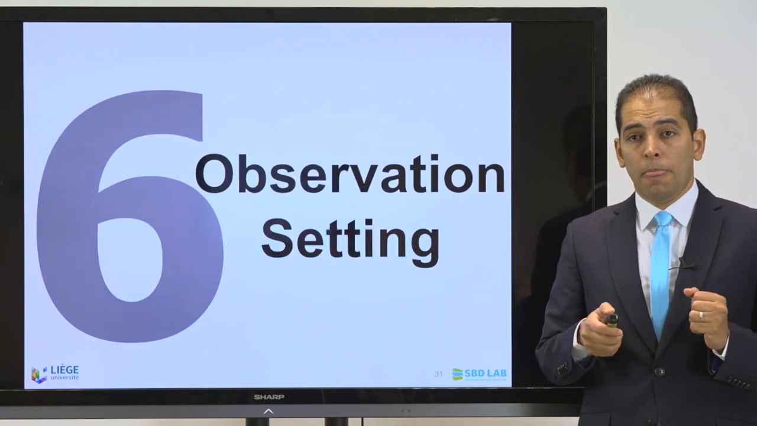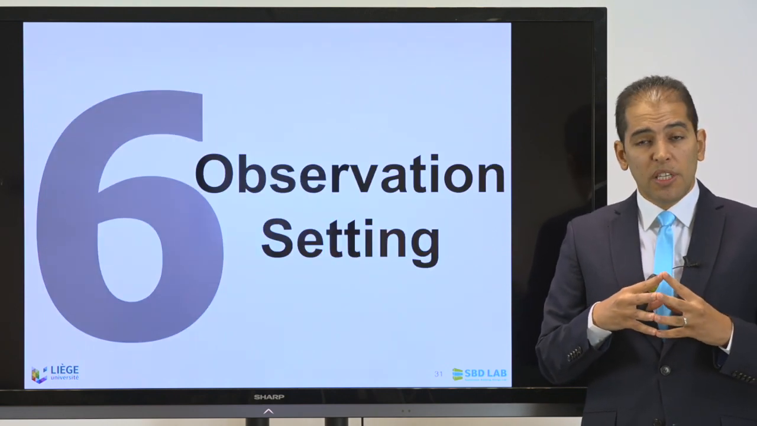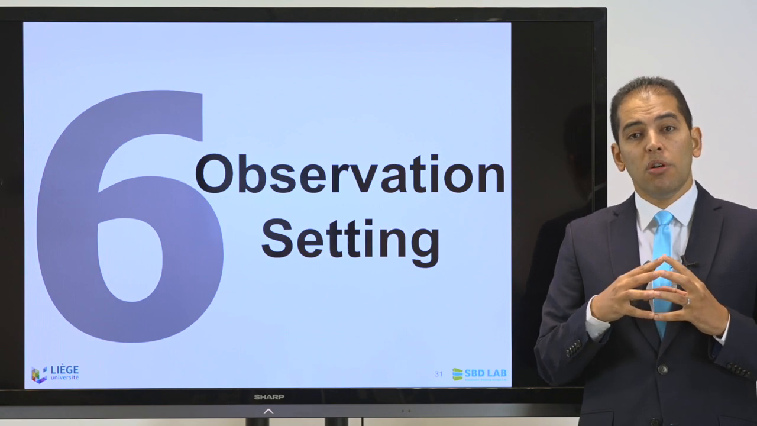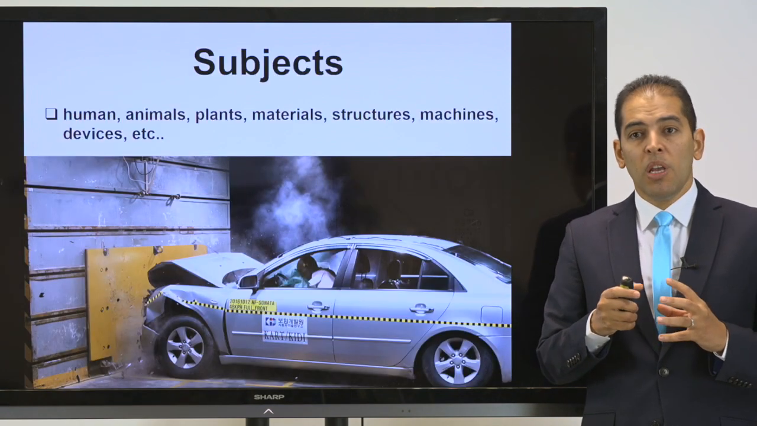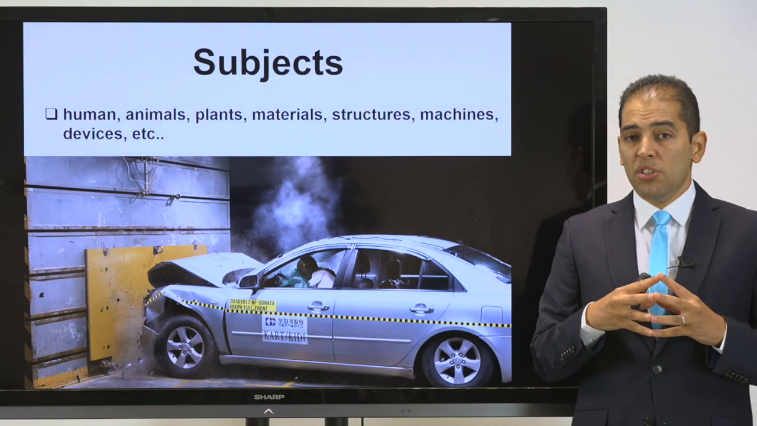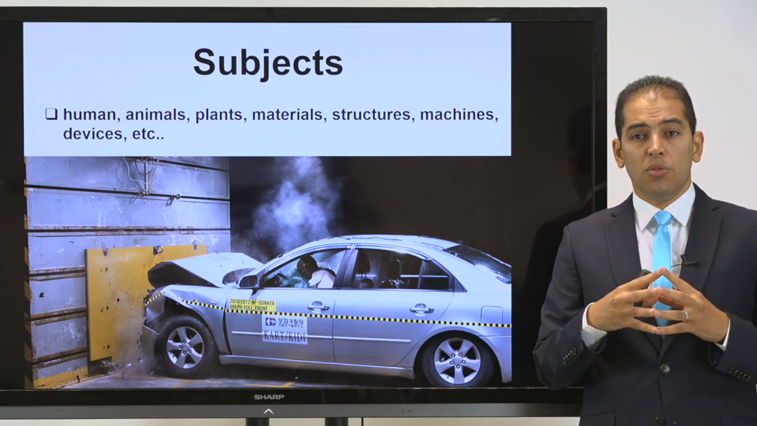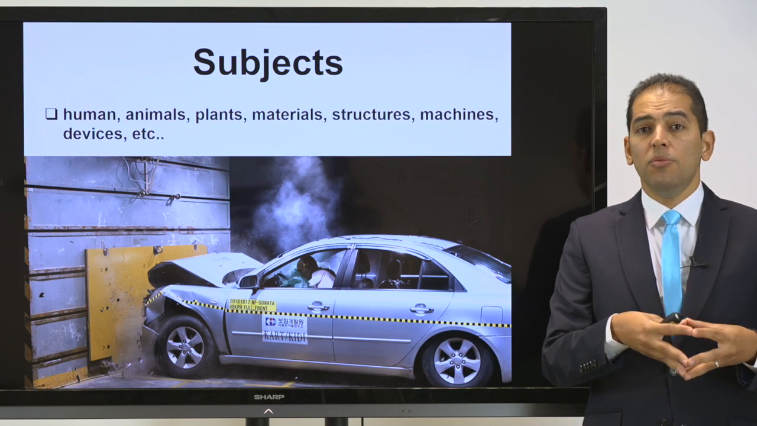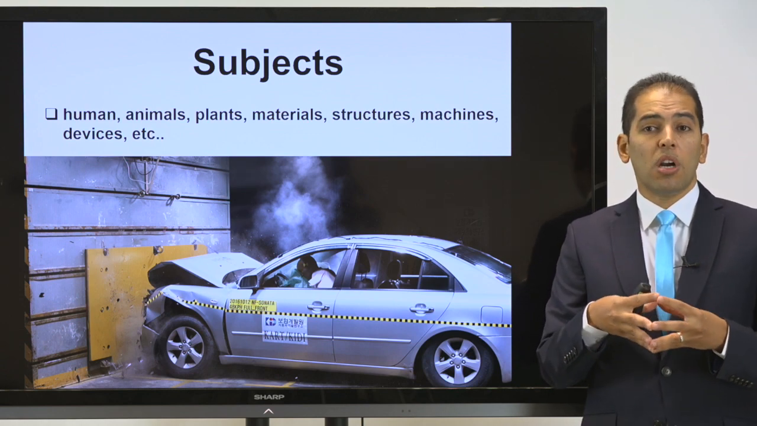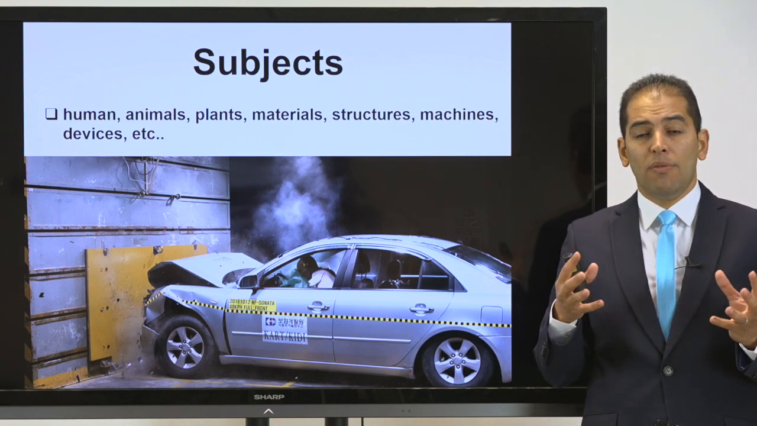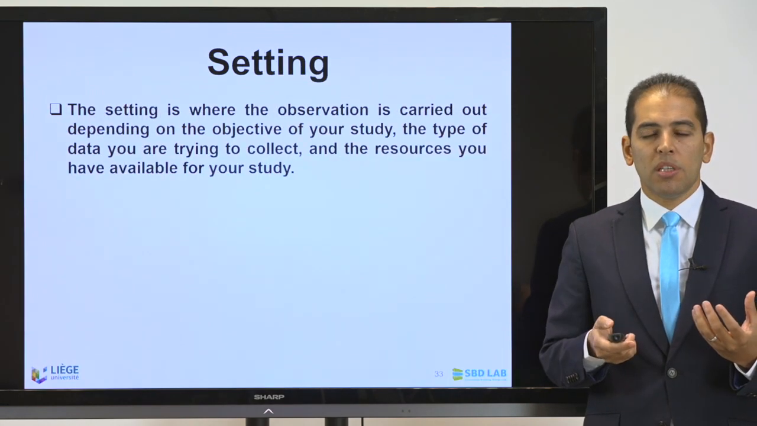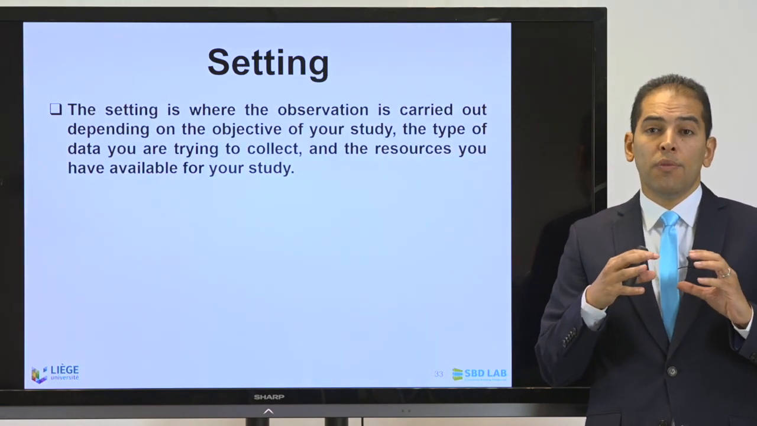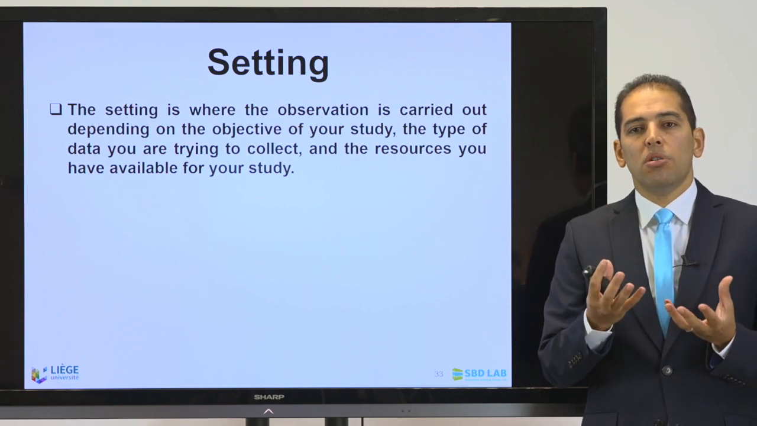Now allow me to move to the observation setting, which is also a very important component of your research design. Now, when we talk about observational research, one of the most important items or the key items are your subjects. Your subjects could be animals, could be humans, could be plants, materials, structures, machines, devices, whatever. But you need to define your subjects. And next to that, you need to define the setting where you are going to observe your subjects.